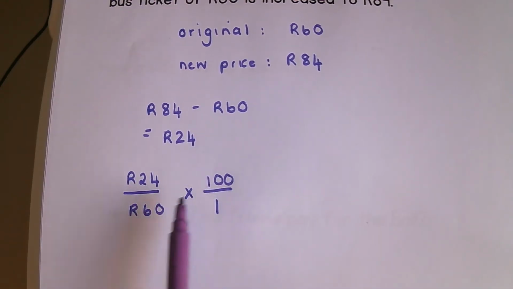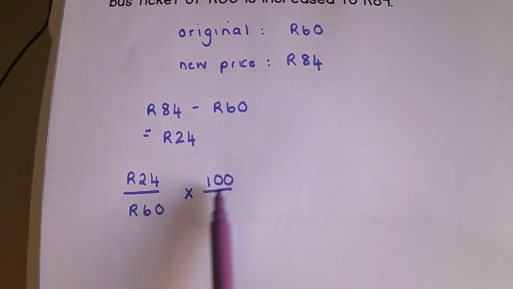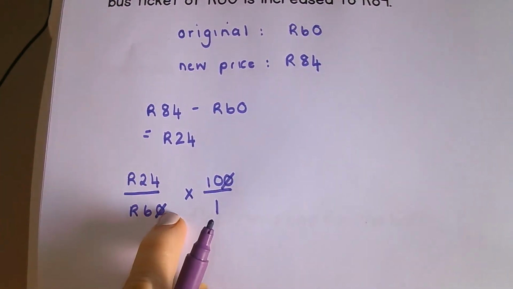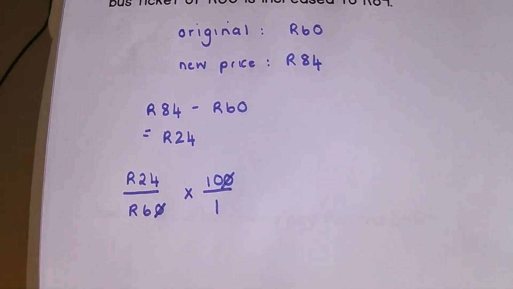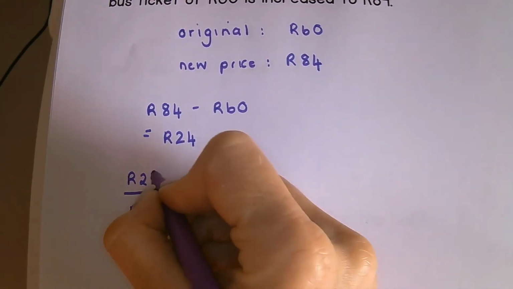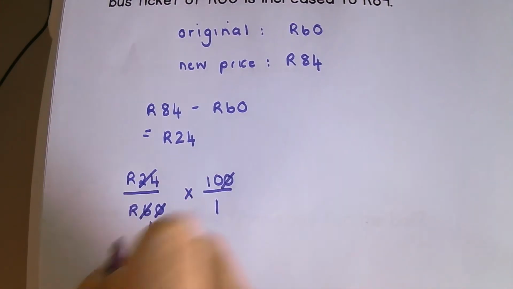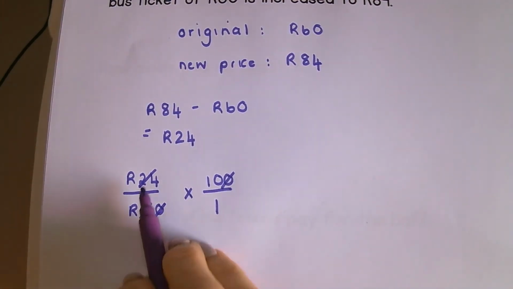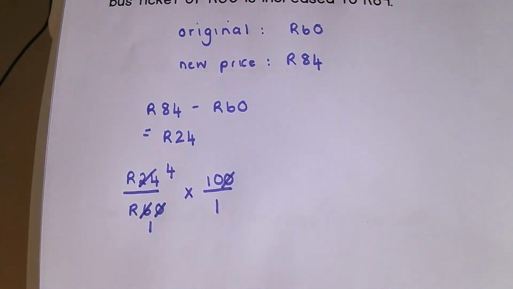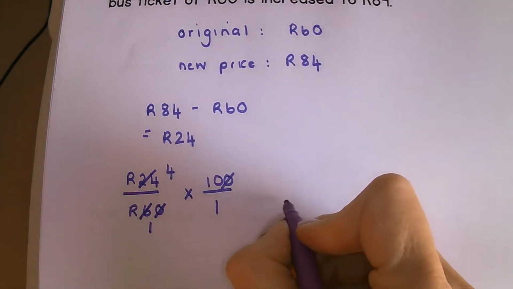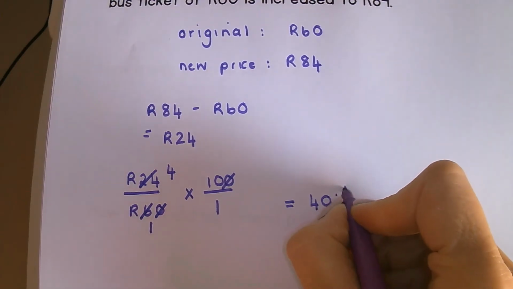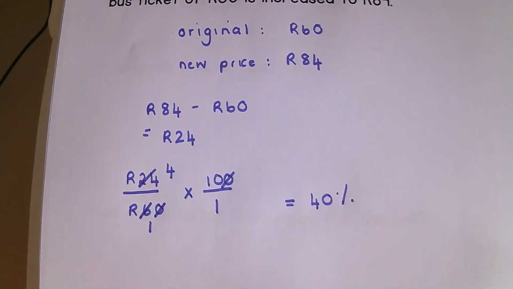I can also see I can take a 0 away here, a divide by 10. So if I divide by 10 on that side and divide by 10, I'm left with 6 and 10. I can also see that 6 goes into 24. So 6 goes into 6 once, 6 goes into 24 4 times. And now we're left with 4 over 1 times 10 over 1. Times top with top, bottom with bottom. 4 times 10 is 40. And that's a 40% increase.